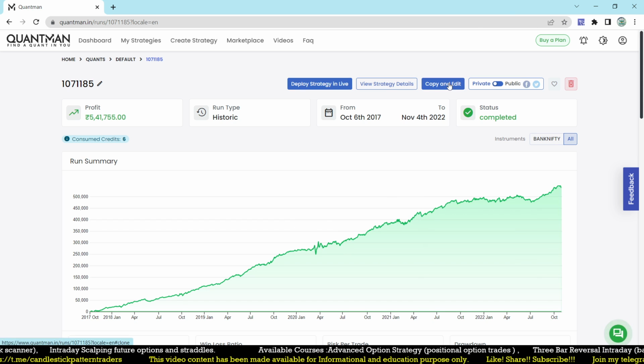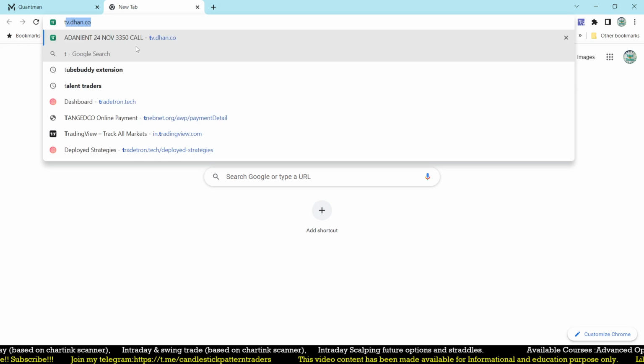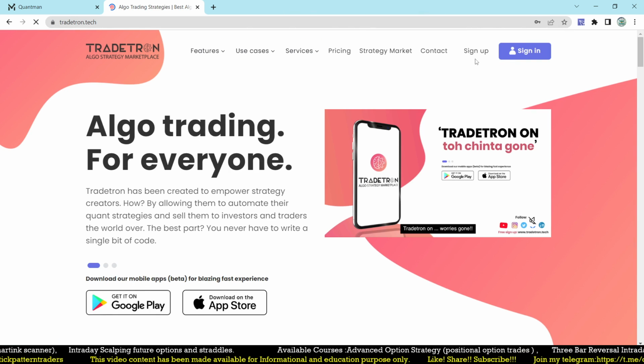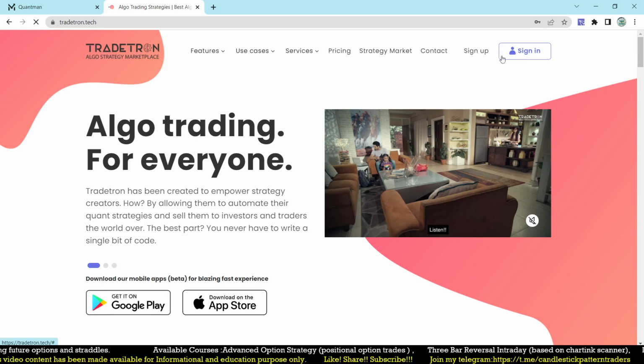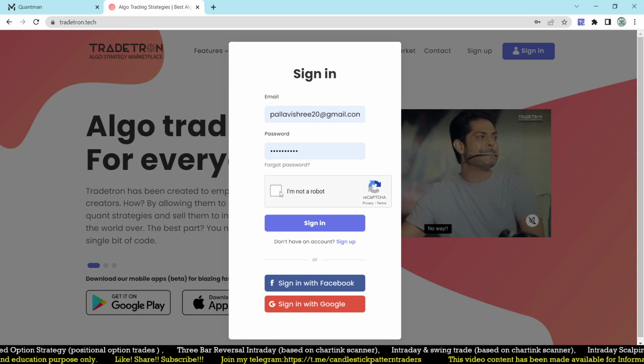Now, let's see how to create this code on Tradetron Algo. Tradetron is another algo trading platform where I'm going to create the strategy. If you want to create a Tradetron account, I have provided the link in the description. You can copy the link and create your account, then log in with your credentials.